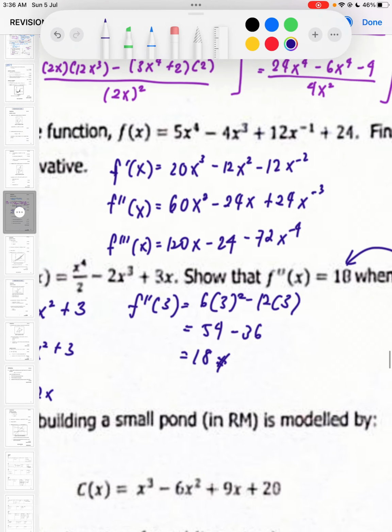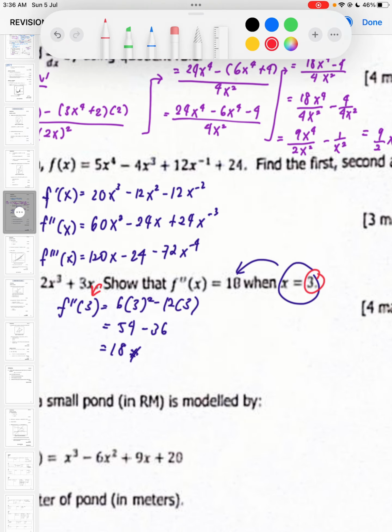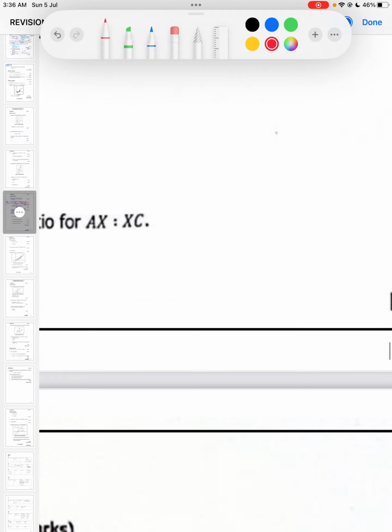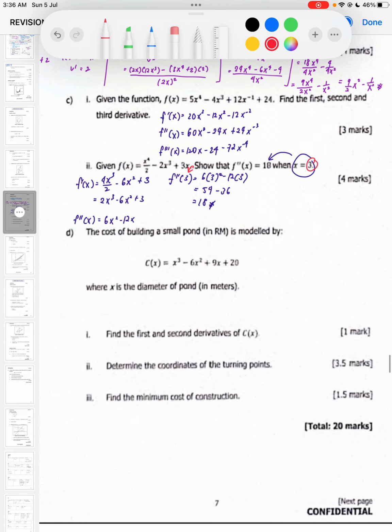So yeah, it's proven. By the way, when you substitute whatever inside the equation, basically it means parameter. So in this case, our parameter would be 3. You have to write that down to indicate that you're substituting 3 into this equation.